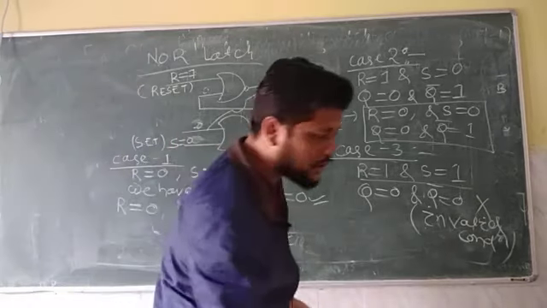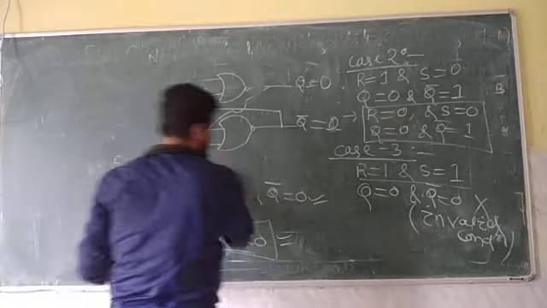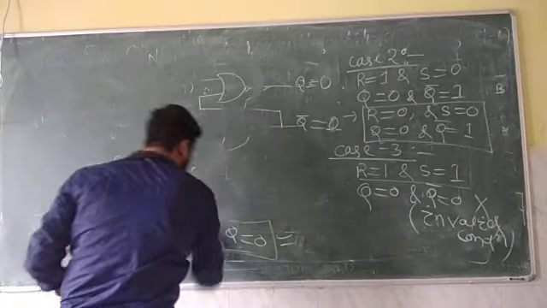Then how to make the truth table? Let's see the truth table. So how to make the truth table now?